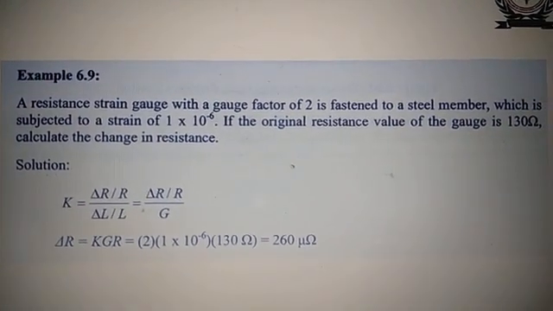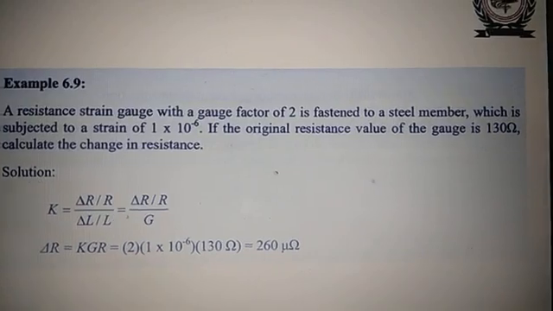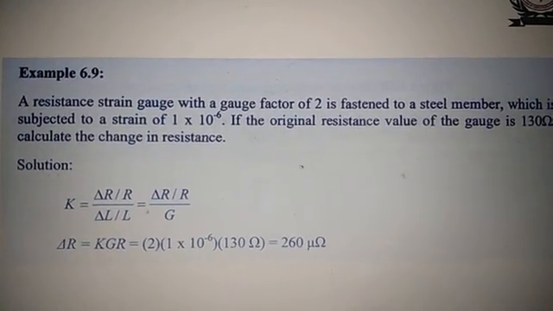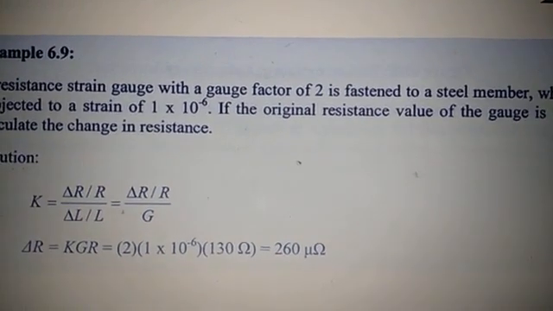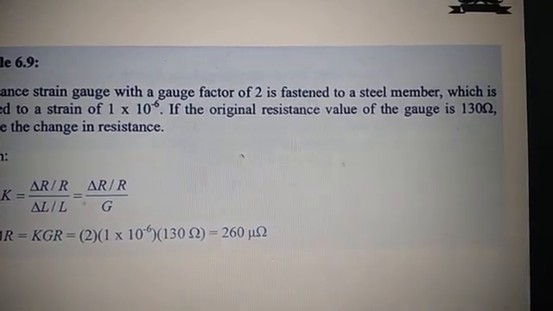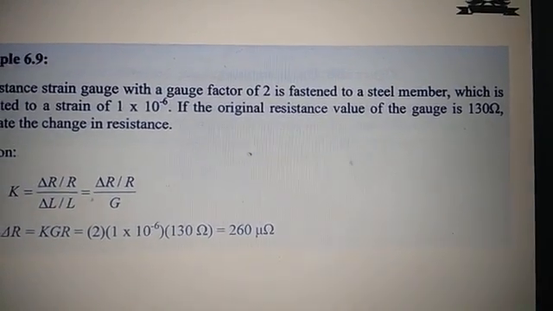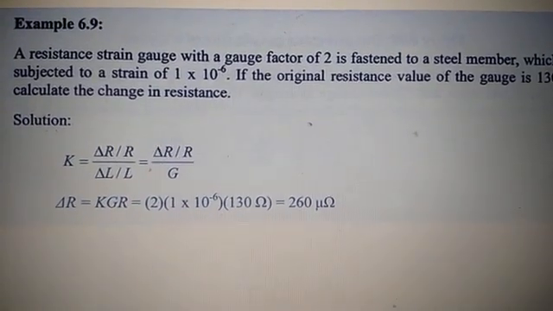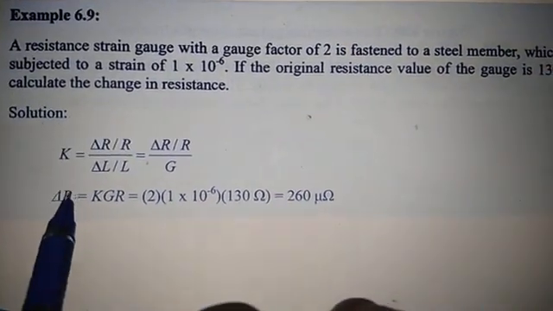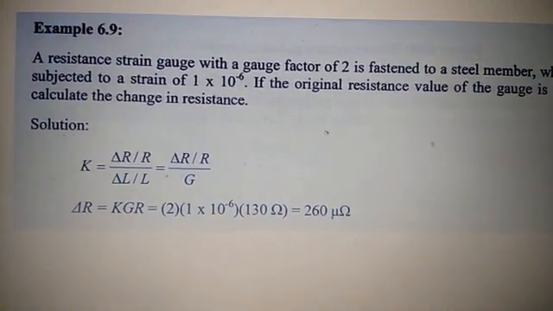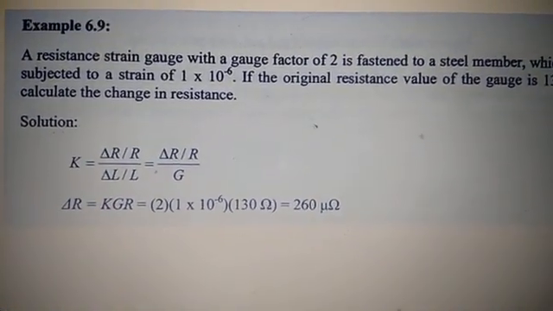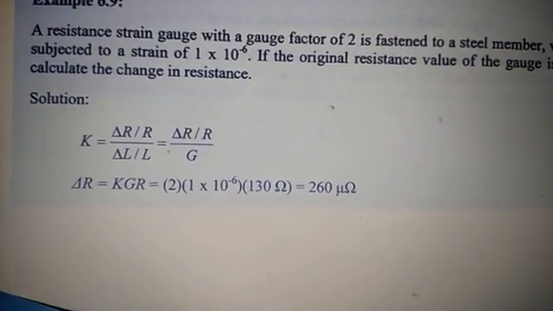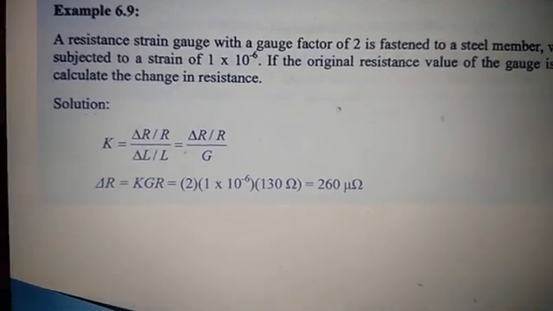A resistance strain gauge with a gauge factor of 2 is fastened to a steel member which is subjected to a strain of 1 into 10 raised to minus 6. If the original resistance value of the gauge is 130 ohm, calculate the change in resistance. Very simple. You can use this formula, gauge factor K is equal to delta R upon R into delta L by L, that is delta R upon R into G. G is called the strain. And from this you can calculate the value of delta R.